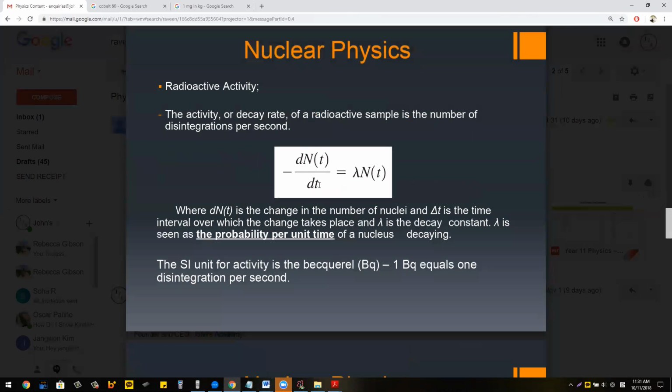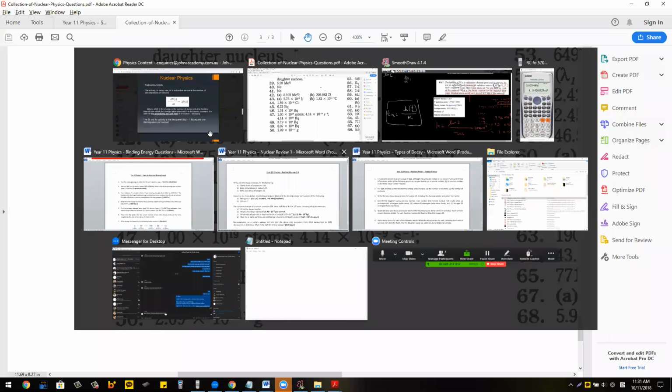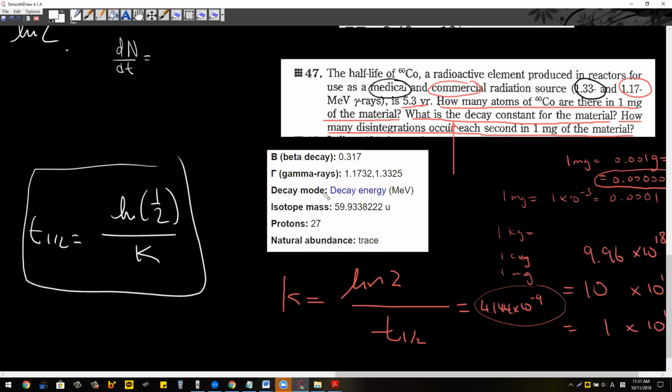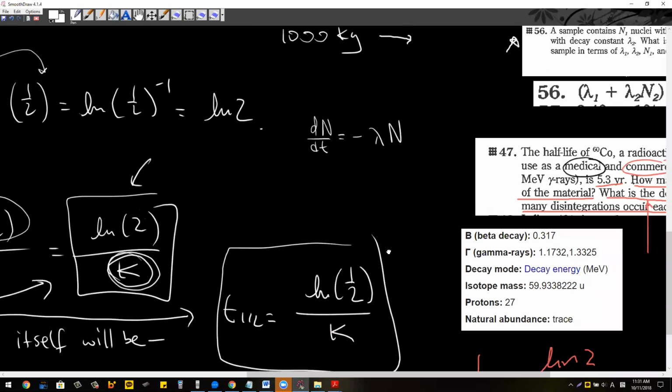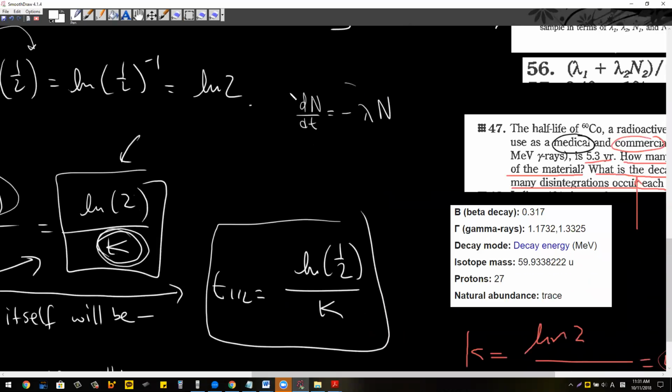So dN/dt is given by negative lambda N. Have you guys been doing differentiation and things like that at school in specialist maths? So what does dN/dt mean? This means the rate of change of N. Is that right? Yeah, with respect to time.